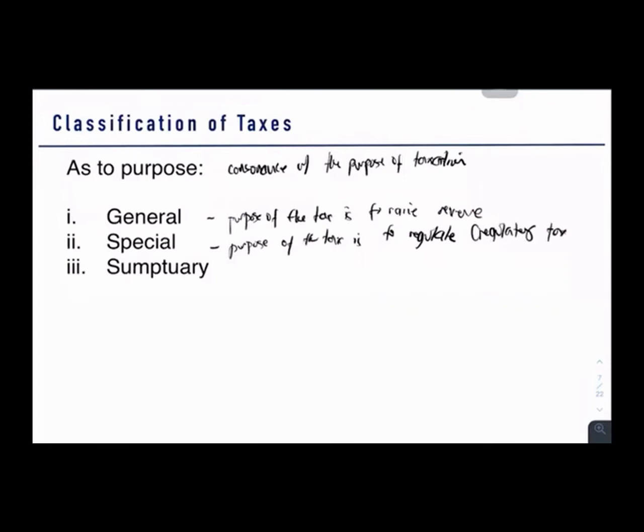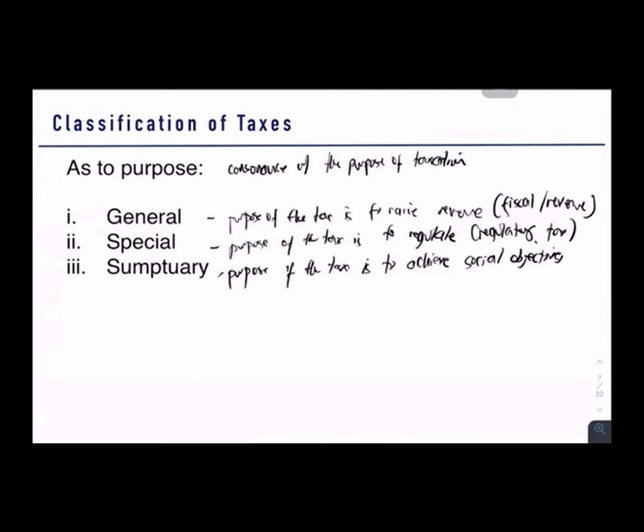A special tax is also a regulatory tax, and a general tax is also known as your fiscal or revenue tax. How about your sumptuary? Under your sumptuary, the purpose of the tax is to achieve social objectives. So if we classify the tax under sumptuary, and the purpose of the tax is to achieve social objectives, then we call it sumptuary tax.